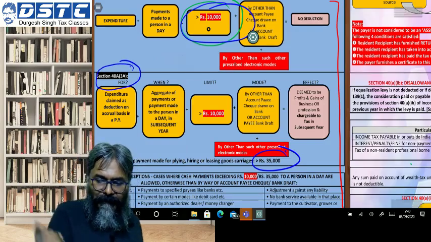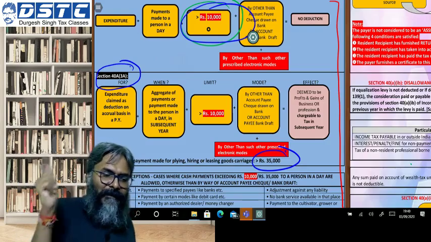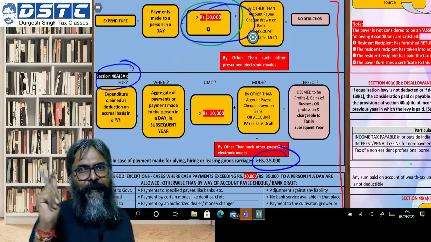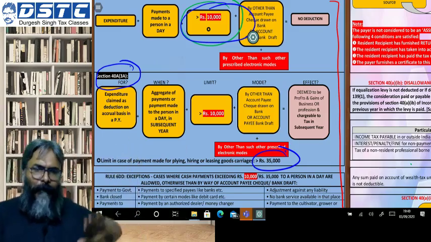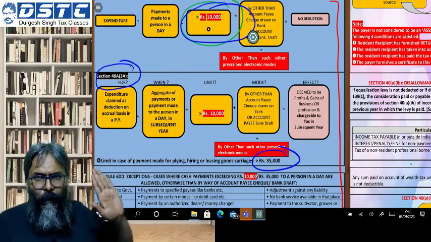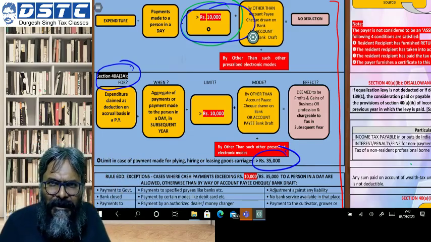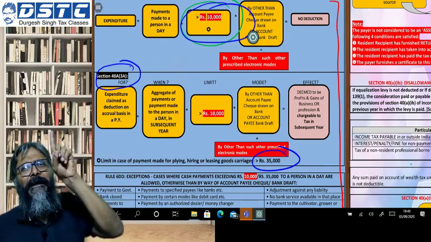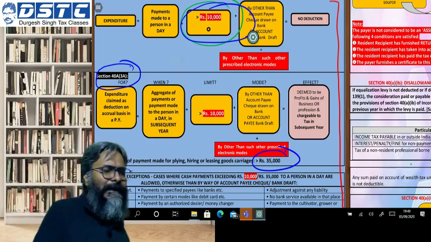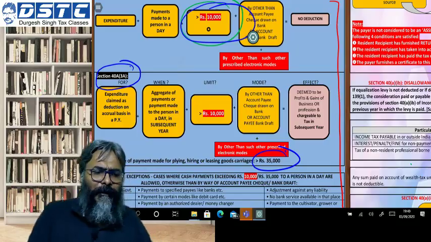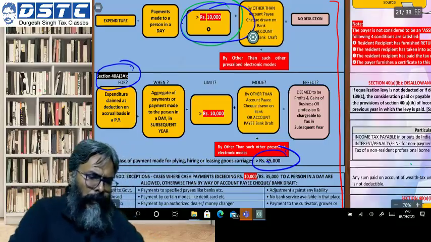So if it is in the same year, students, then 43B applies. If it is in the subsequent period, any year, then no disallowance. In the year in which the expenditure is incurred, but in the subsequent year or the year in which the payment is made, in that very year, the deemed income will be determined.